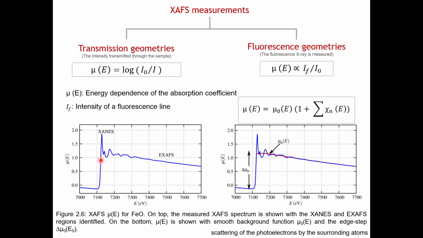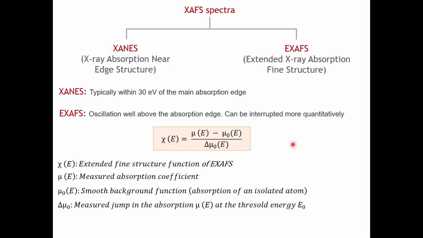And the rest of the portion, this oscillation, which comes because of the scattering of the photoelectrons by the surrounding atom, results in EXAFS. And here you can see this red colored line, which is what we get if we do not consider this oscillation. So this one is mu 0 E, that is the absorption coefficient by a single atom. Now I already told that EXAFS is the oscillation well above the absorption edge, and it is possible to quantitatively interpret this EXAFS part, but XANES is qualitative in nature.